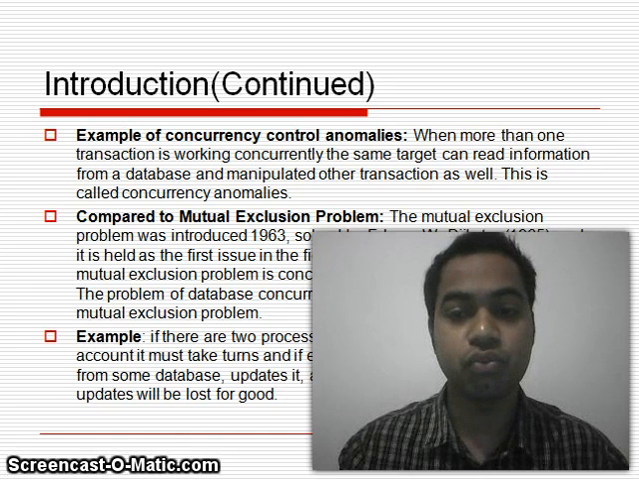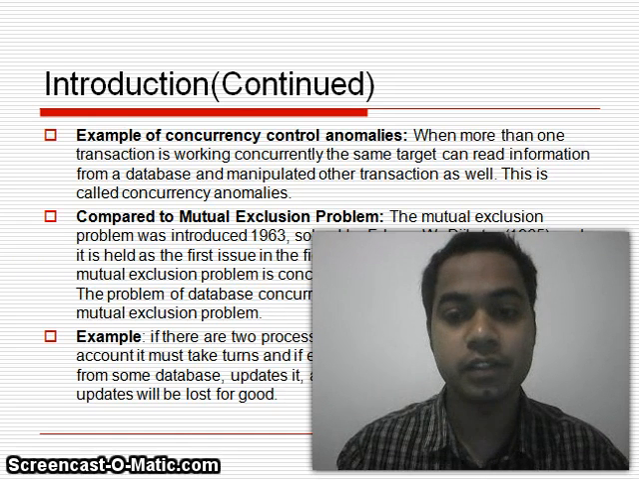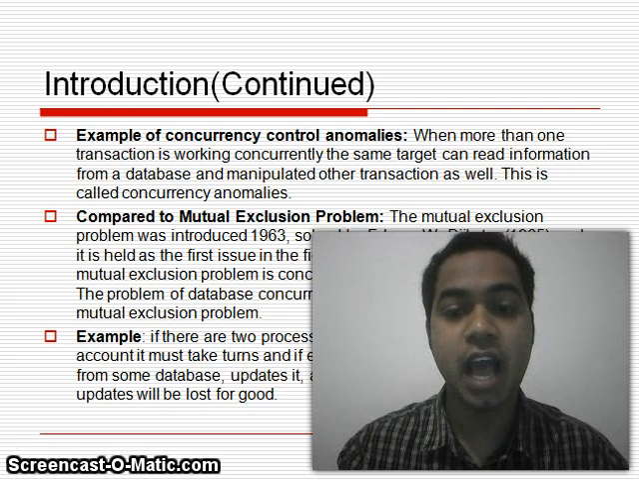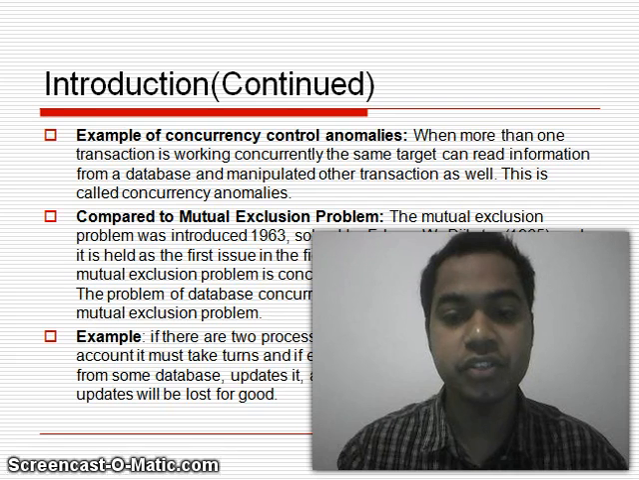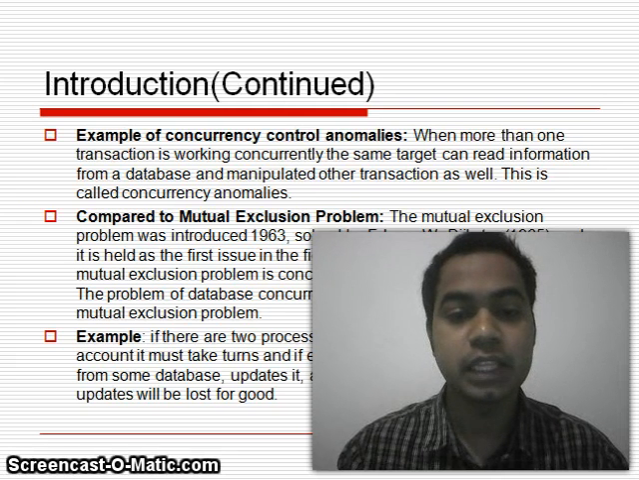Example of concurrency control anomalies. So what are anomalies? When more than one transaction is working concurrently, the same target can read information from a database and manipulate other transactions as well. Compare this to the mutual exclusion problem. This problem was first introduced in 1963. After that, it was solved by Edsger W. Dijkstra in 1965. The mutual exclusion problem is concerned with I/O devices, storage, and CPU. The database concurrency control problem is similar to the mutual exclusion problem.